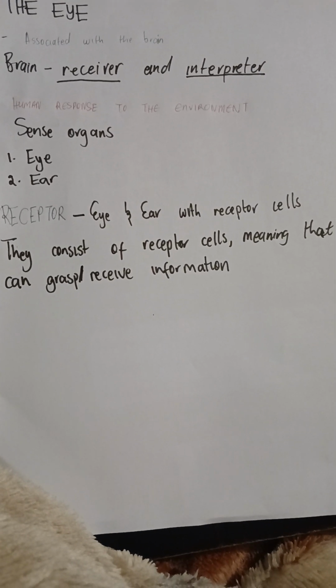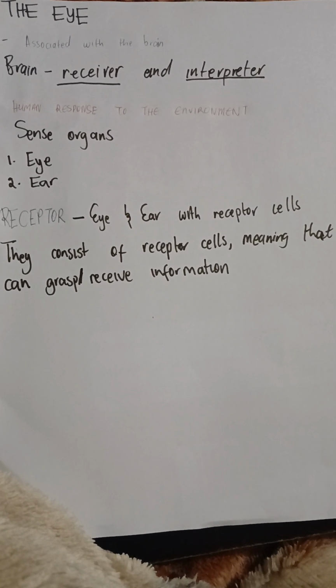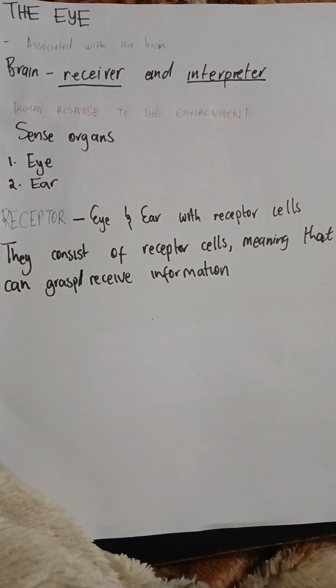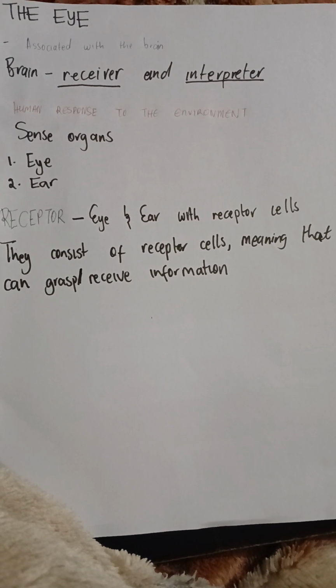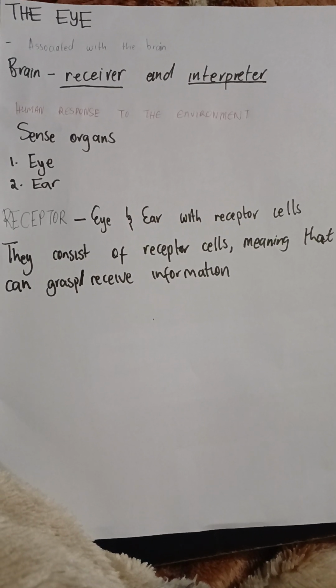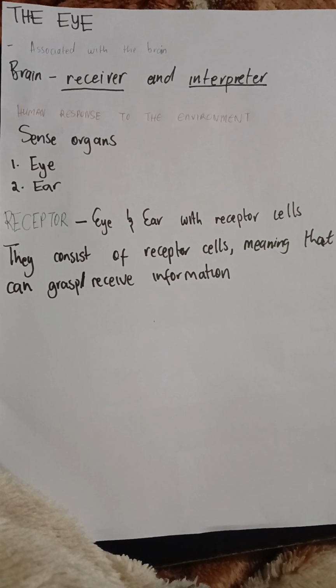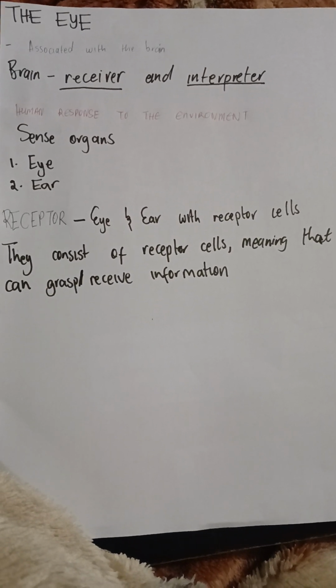So they consist of receptor cells, meaning that they can grasp or receive information. With your eyes, you can see. With your ears, you can hear, because there are certain receptor cells within those eyes, within those ears, that can grasp and receive the information.